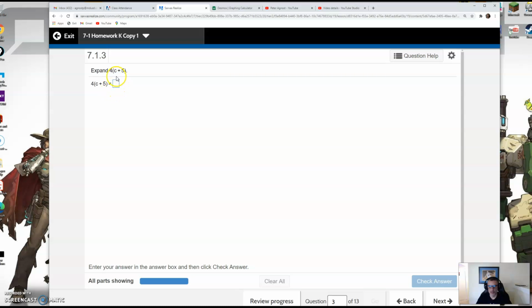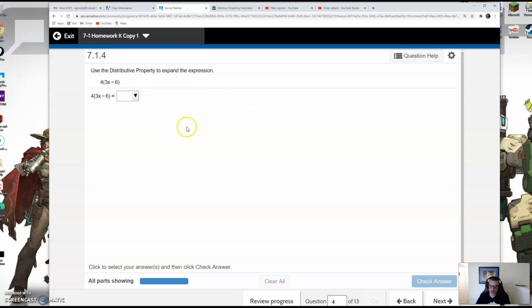For number 3, notice it says expand. That's just different vocabulary. Okay, it means the same thing. So they ask for questions 1, 2, and 3. They want you to do the same thing. They're just asking you using different words. All right. So when it says expand 4 times, the way you say this is 4 times the quantity c plus 5. Again, you're just going to go ahead and distribute there.